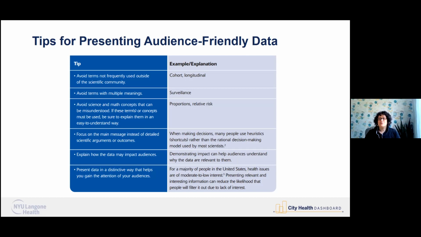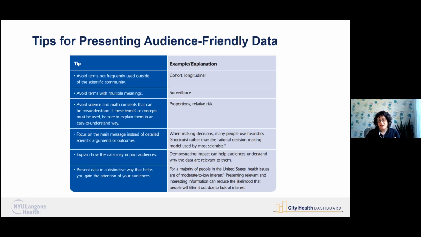Also avoiding terms with multiple meanings. Surveillance is a big one. We think of public health surveillance, but that surveillance means something very different to a general audience. So, again, it's a trade-off between being really specific about what we mean, but being really understandable as well.